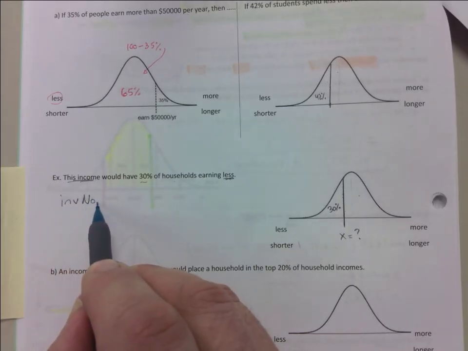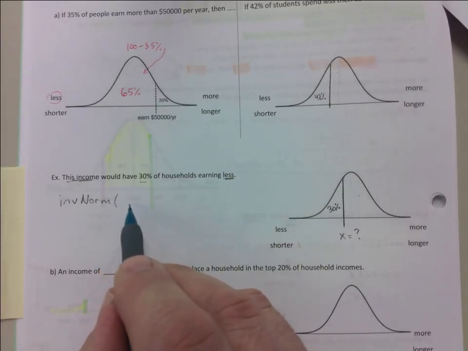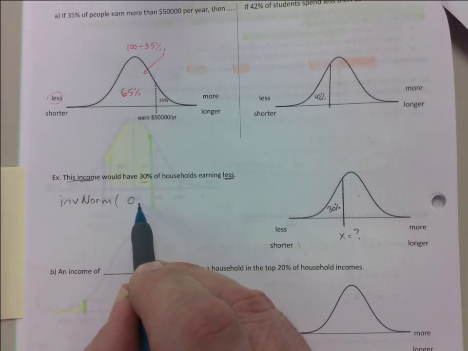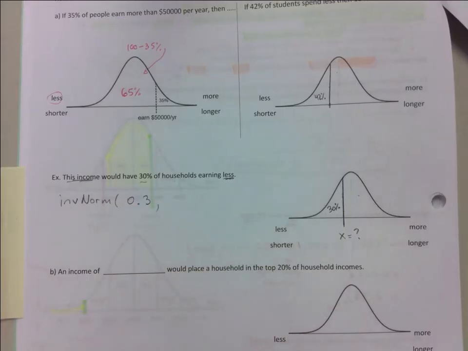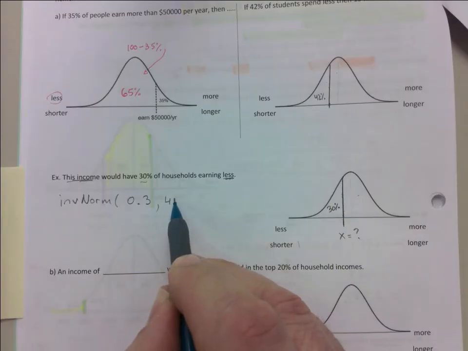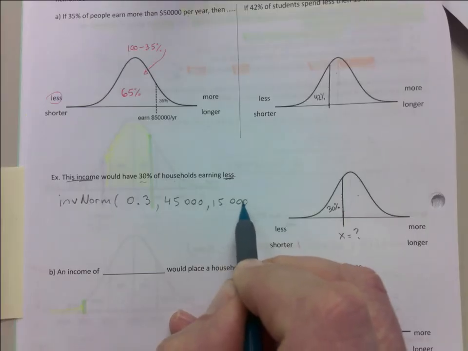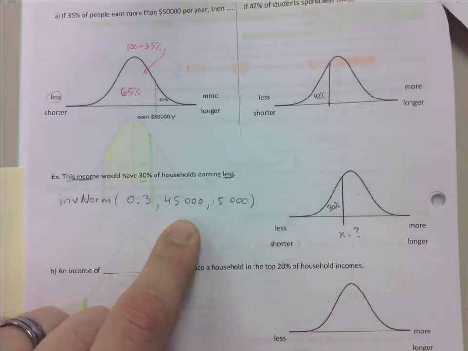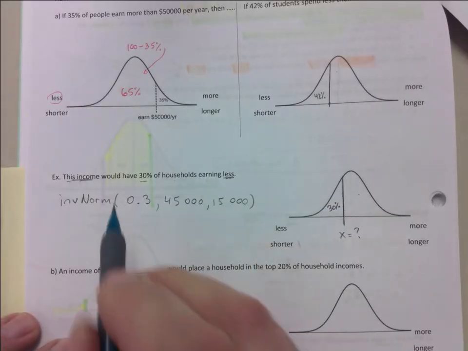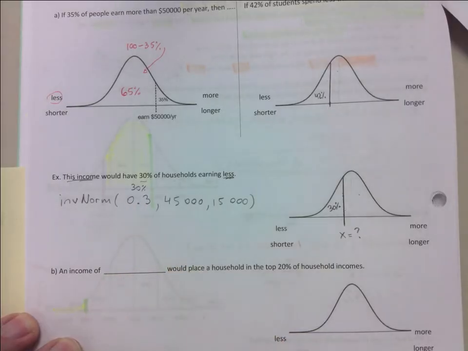Inverse norm. 30% goes in here, but don't put 30%. You want to change that to a decimal. Okay, 0.3, followed by the mean and the standard deviation. We're still talking about the same question, so the mean and the standard deviation are still 45,000 and 15,000. Just write down that this is 30%, but you need to turn it into a decimal.